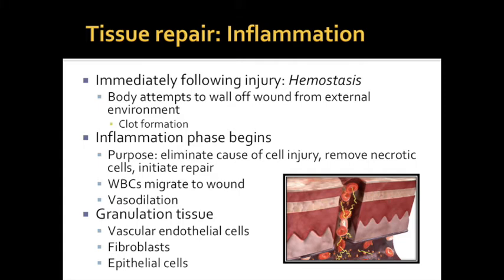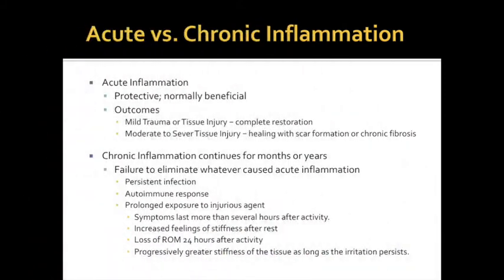Before we move on to the next stage of healing, we should distinguish acute inflammation from chronic inflammation. Thus far, we have been discussing acute inflammation. It is normally controlled and self-limiting, and resolution will depend on the extent of the injury. For mild tissue damage, full, complete regeneration is often possible. For moderate to severe tissue damage, there may be healing with some scar tissue, or there could be chronic fibrosis.